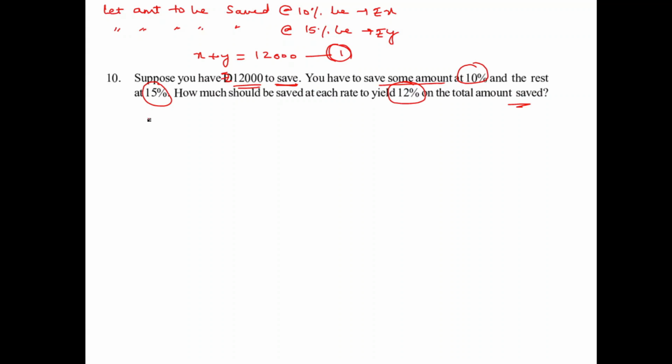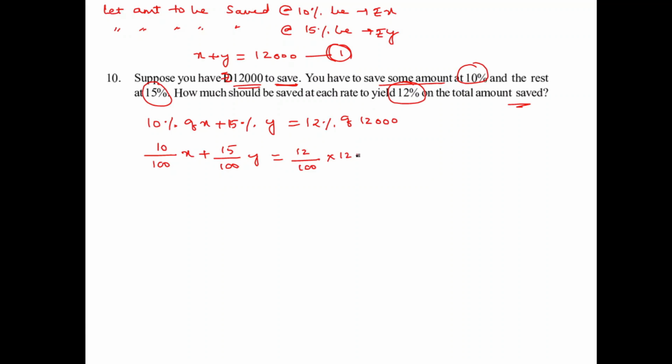And the next sentence says that 10% of x plus 15% of y is equal to 12% of your yielding amount, that is your 12,000. Hope this is clear. So now let me remove the percentage: 10 by 100 of x plus 15 by 100 of y is equal to 12 by 100 of 12,000. Hope this is clear to everyone, right?